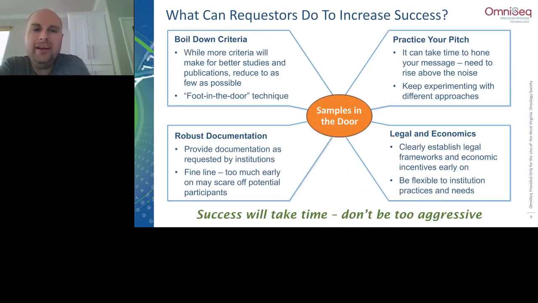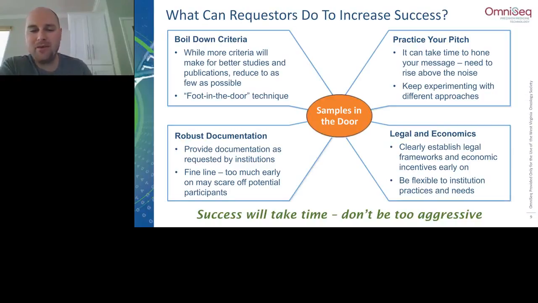Okay, so what can requesters do to increase success? We've talked about a lot of the challenges. We've talked about some of the pros of dealing with each of these segments, and I've alluded to some points on this slide already, but let's walk through what your institution can do when conducting a retrospective study to maximize the potential, as you see in the center there, that you start getting samples in the door. Because at the end of the day, that's the most important thing.